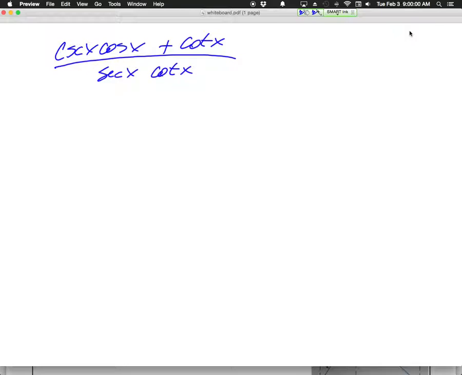Alright, on this one I have cosecant times cosine plus cotangent over secant times cotangent. So I want to use my trig identities to simplify this trig expression. So, what do you think?